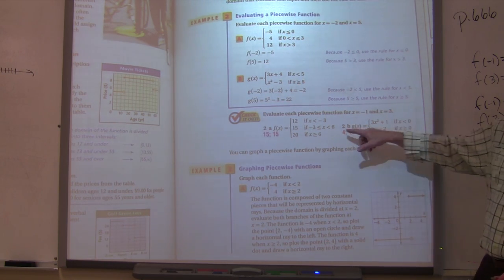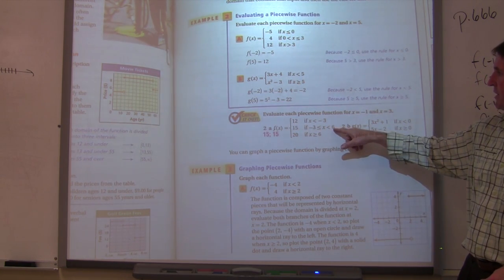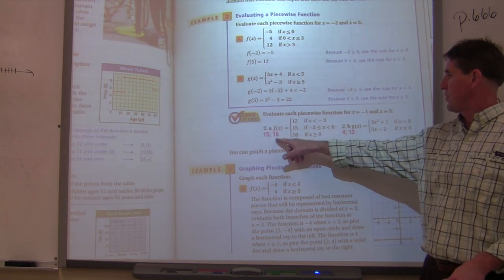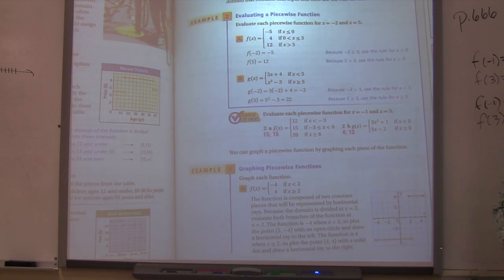X equals 3. Again, that would also be between -3 and 6. So again, my answer is 15, so it'd be f of 3 equals 15.